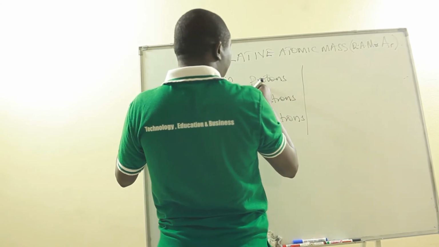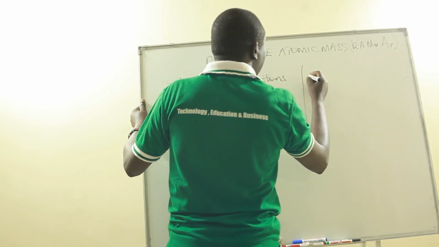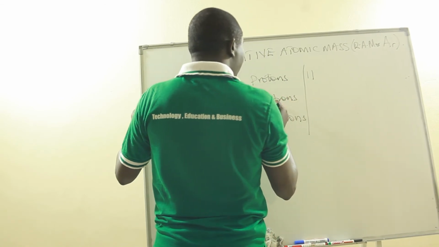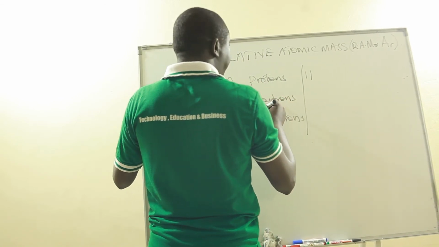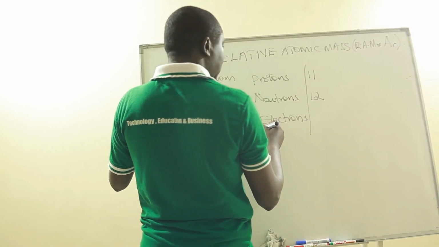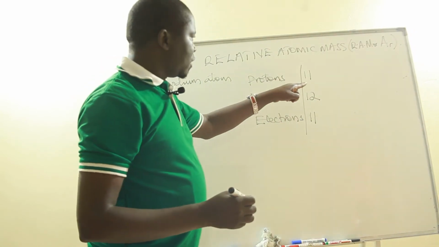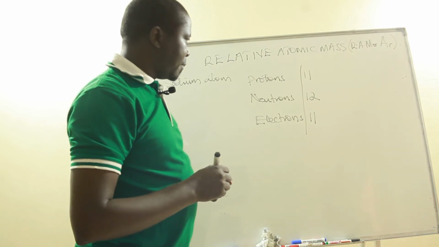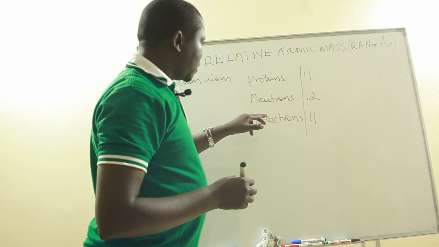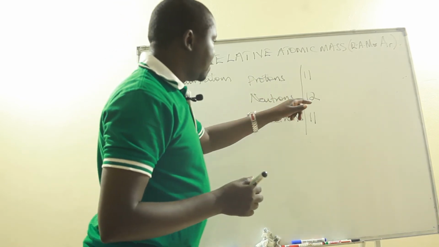So if I pick a sodium atom, we have protons being 11, neutrons in a sodium particle, we have 12 of them, and then electrons, we have also 11. You can see here that the number of protons and electrons are the same. We have equal numbers of protons and electrons, 11 protons and 11 electrons. And then neutrons are 12 in number here.